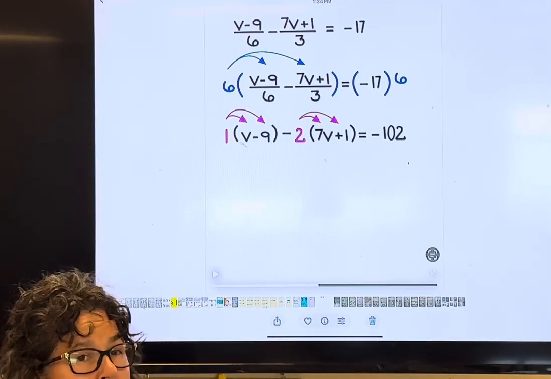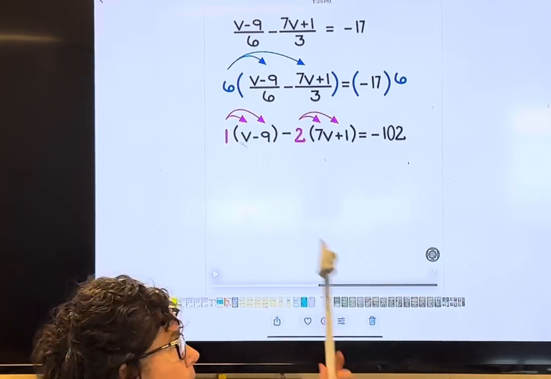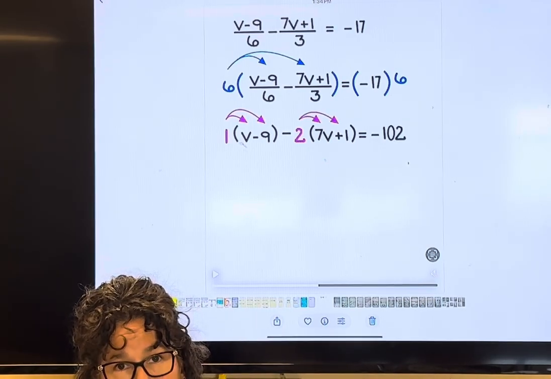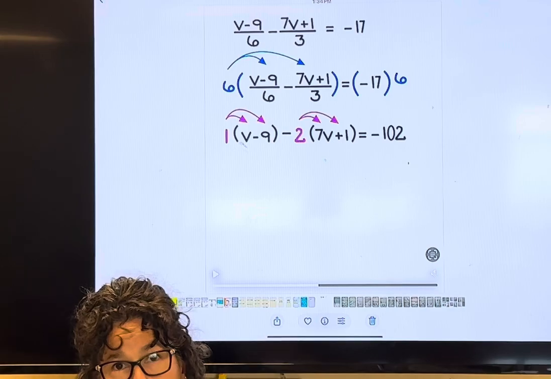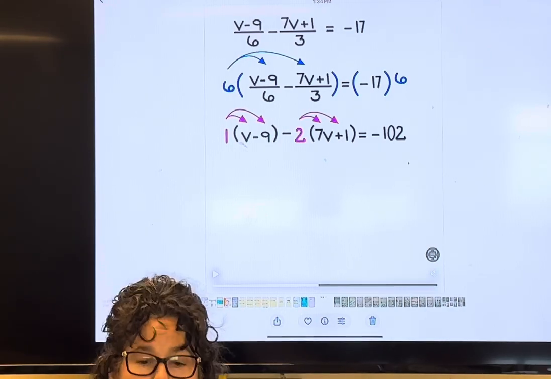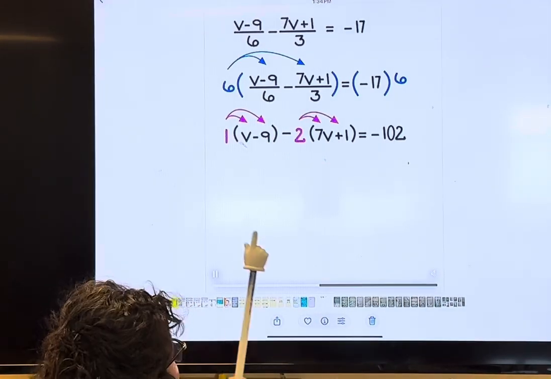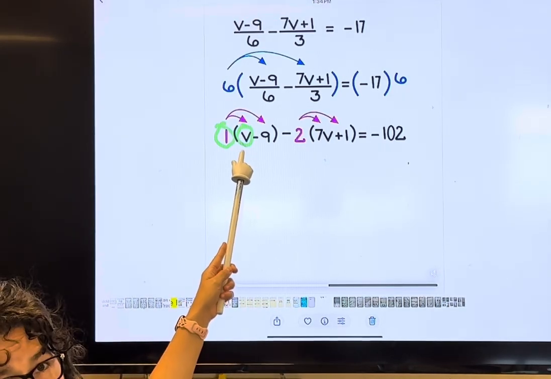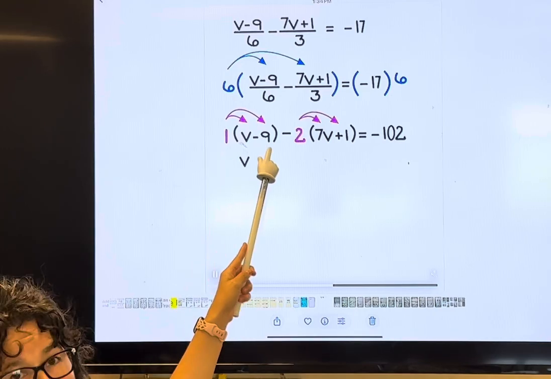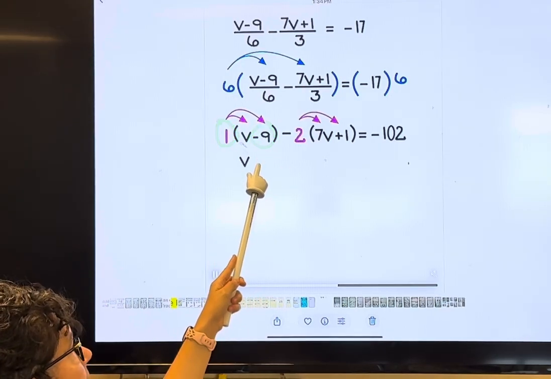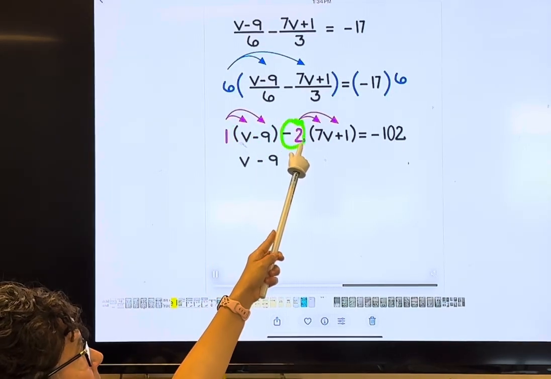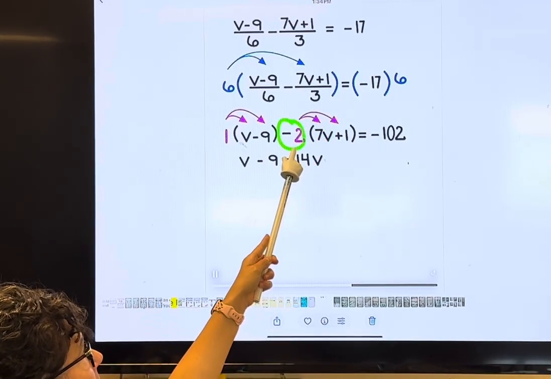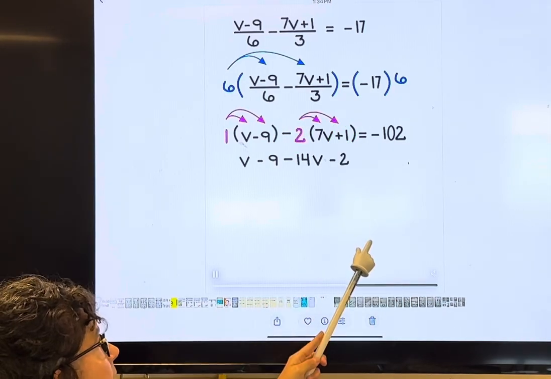Okay, from here we're just simplifying each side of the equation before we move letters to one side, numbers to the other. So in simplifying, we're going to end up doing two things, distributive property and combining like terms. So let's go ahead and do those real quick. All right, so 1 multiplied by v is v, and then 1 multiplied by negative 9 is negative 9. Negative 2 multiplied by 7v is negative 14v, and negative 2 times 1 is negative 2.